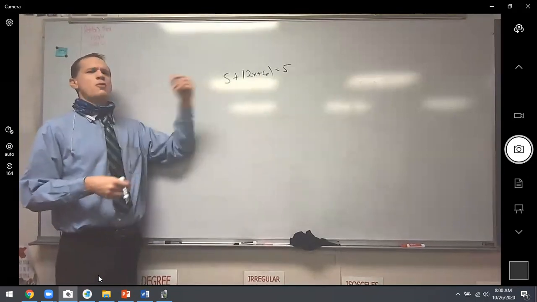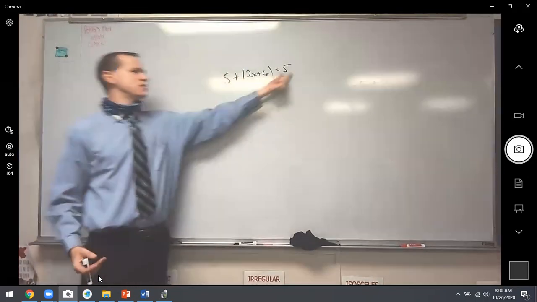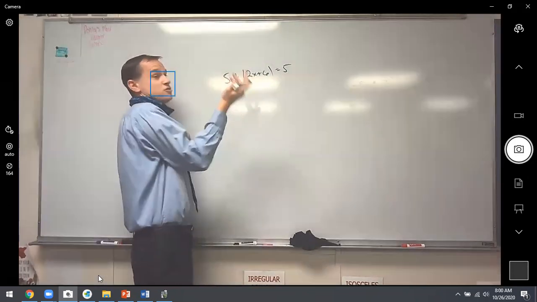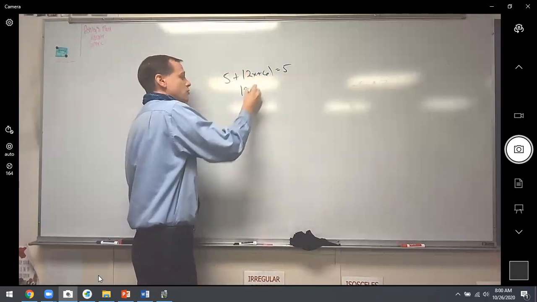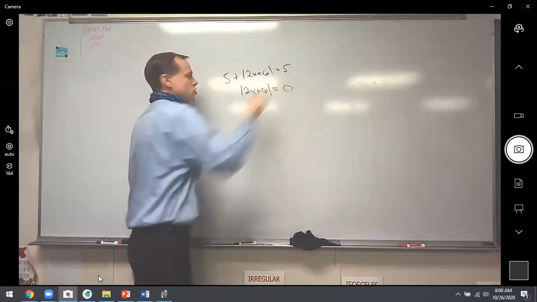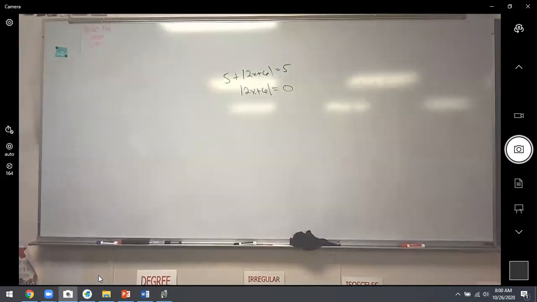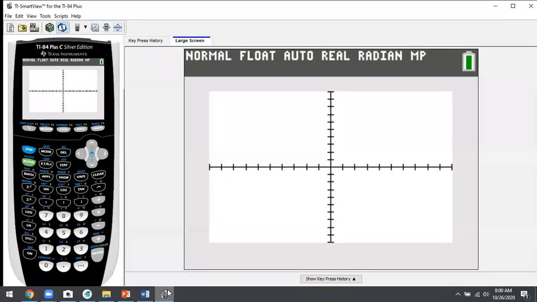Okay, so we got to get 0 on one side. I don't care where. Probably the easiest thing to do is subtract this 5. Would you agree? Okay, so we subtract 5 from both sides, and get rid of this 5 too. So really, we're just looking when the absolute value of 2x plus 6 equals 0. So we go graph the absolute value of 2x plus 6 and see when it equals 0.